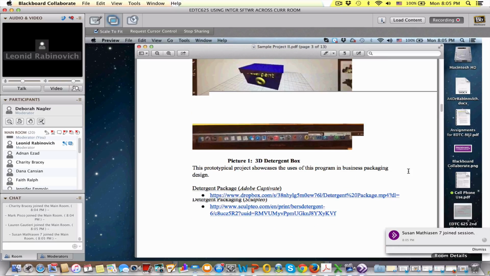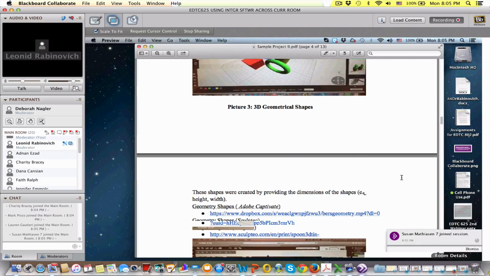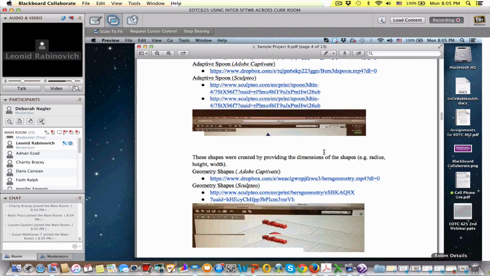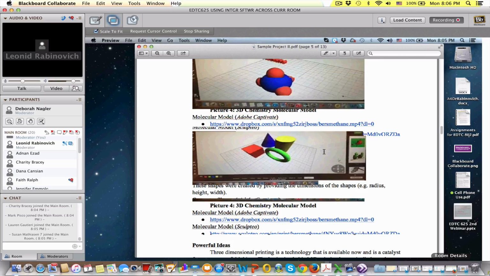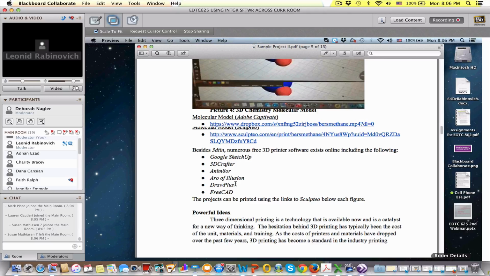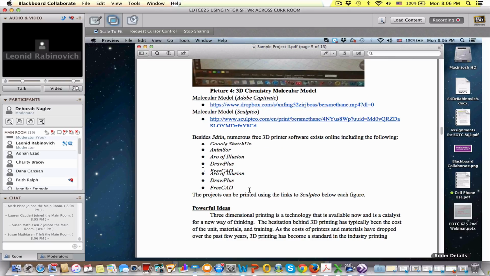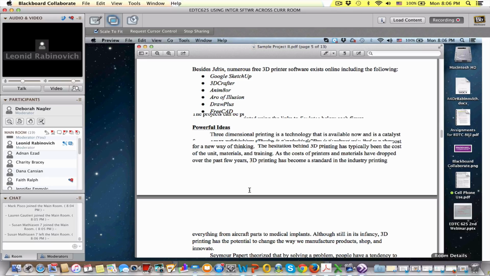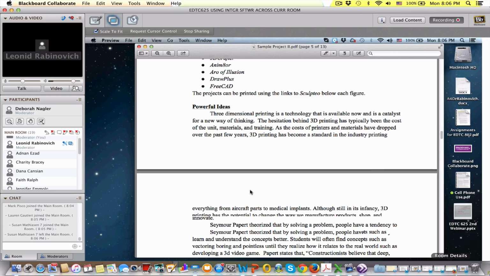What they also did excellently, again, is a lot of references and links to resources on the internet. Here are some ideas of 3D printing software. Google SketchUp is very popular. FreeCAD is very, very popular. And they provided some powerful ideas on how to use this application in the classroom.